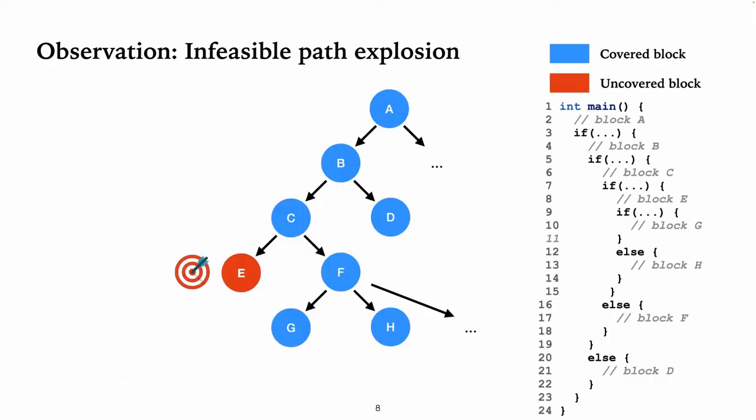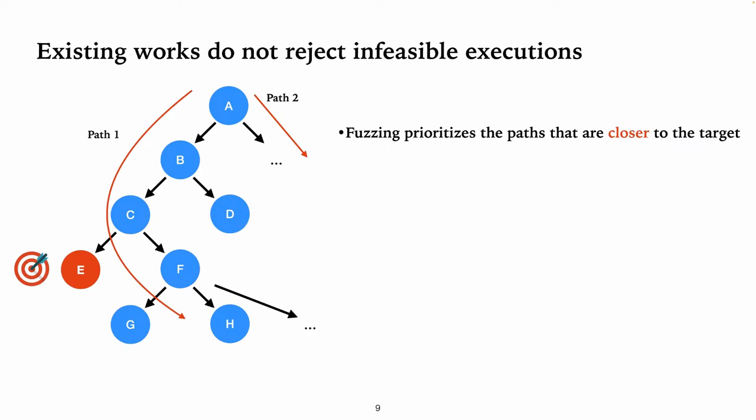The reason for such difficulties is the infeasible path explosion. Specifically, there are still an enormous number of paths that are even unreachable towards the target vulnerabilities. Unfortunately, existing work does not reject executing those infeasible inputs at all.